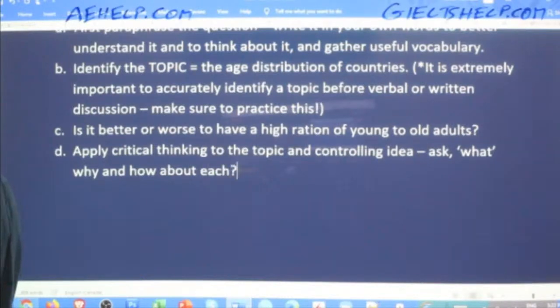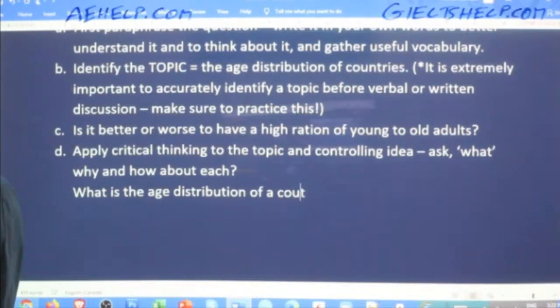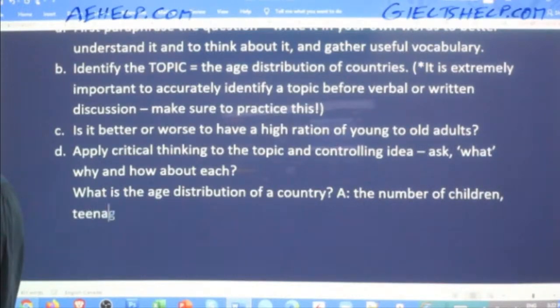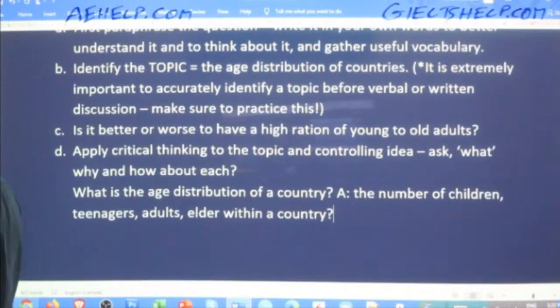So, okay, an example here is what is the age distribution of a country? The answer here is simple. We're given the answer. So the answer is the number of children, teenagers, adults, and elderly, to keep it simple, right, within a country.